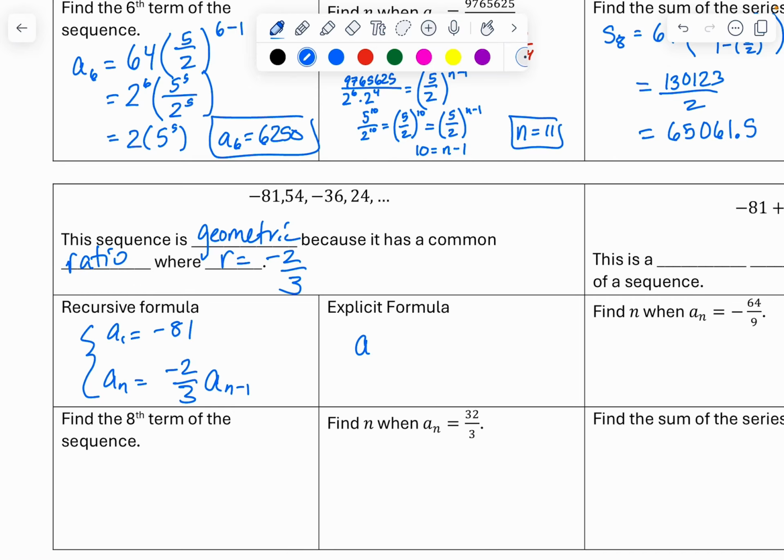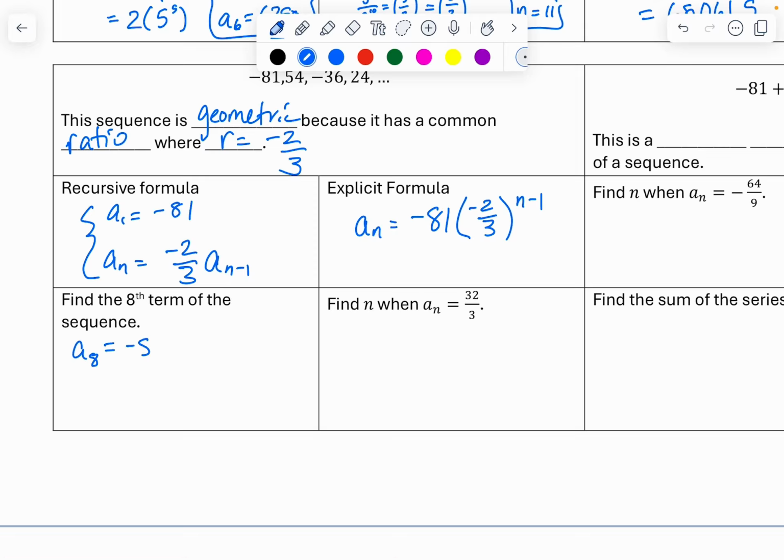The explicit formula: a sub n is equal to a sub 1 times r to the n minus 1. And now here, parentheses matter like crazy. You got to have the parentheses because when you raise a negative to an odd power, it stays negative. When you raise a negative to an even power, it becomes positive. Okay, so find the eighth term of the sequence. A sub 8 is equal to negative 81 times negative 2/3 to the 8 minus 1.